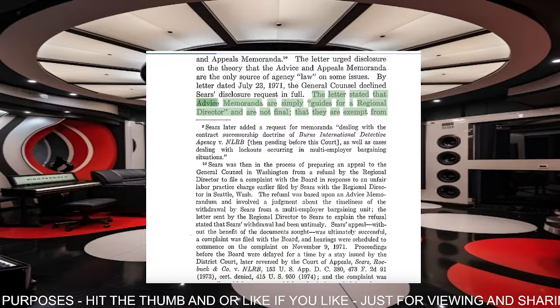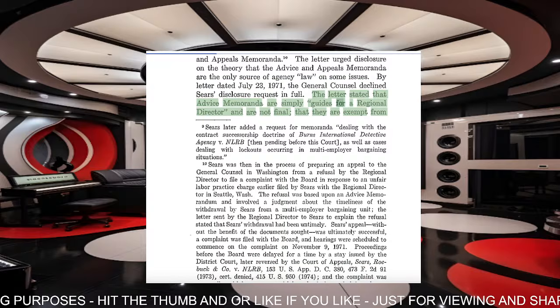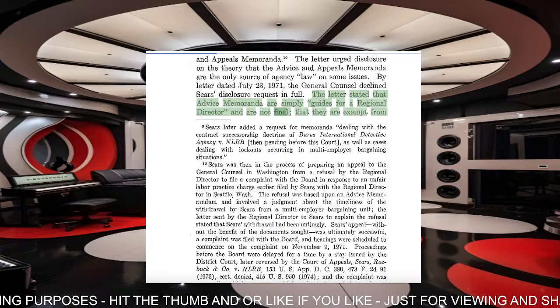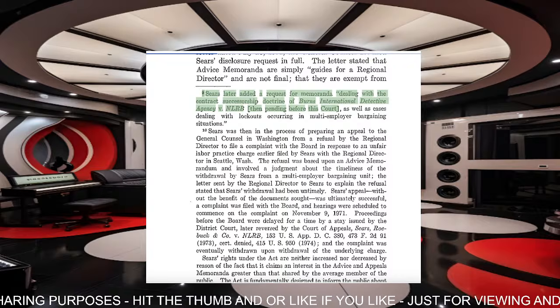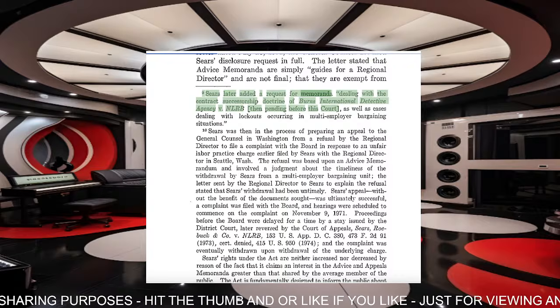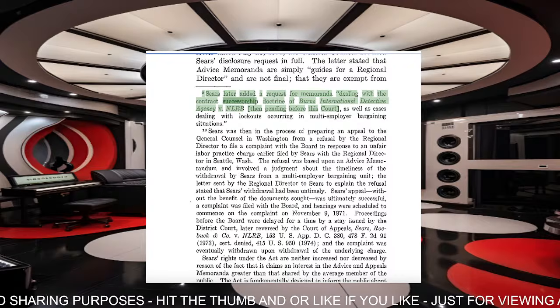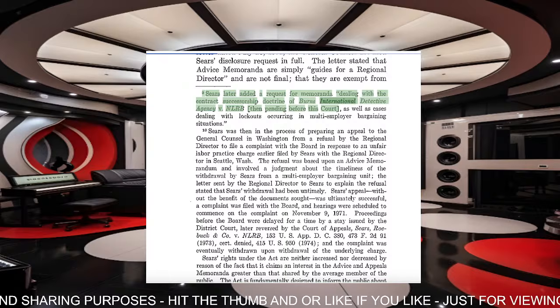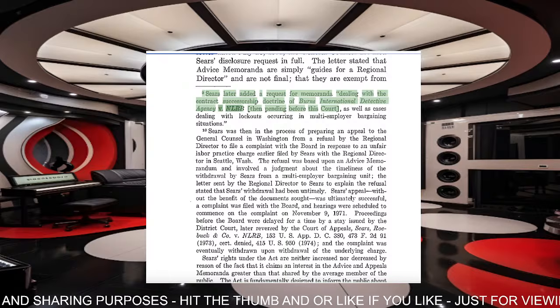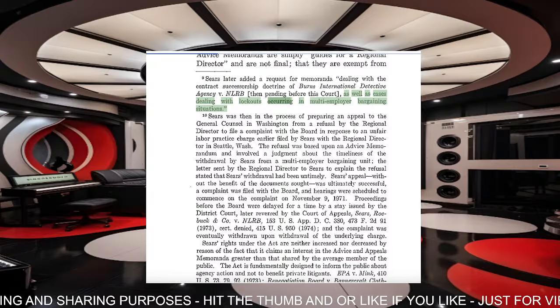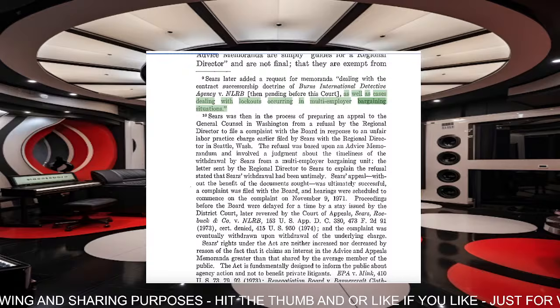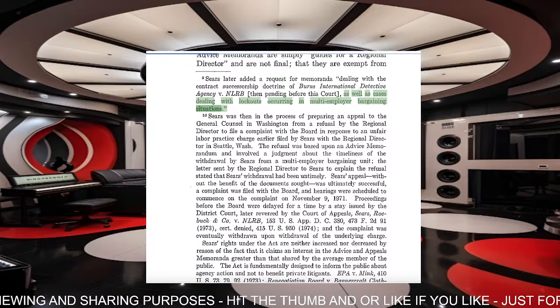The letter stated that advice memoranda are simply guides for a regional director, and are not final, that they are exempt from disclosure. Sears later added a request for memoranda dealing with the contract successorship doctrine of Burns International Detective Agency, as well as cases dealing with lockouts occurring in multi-employer bargaining situations.